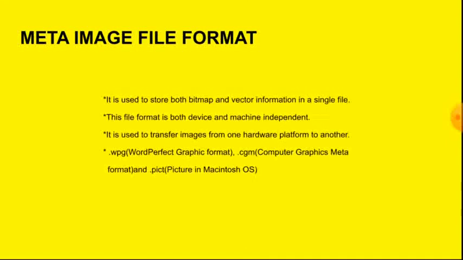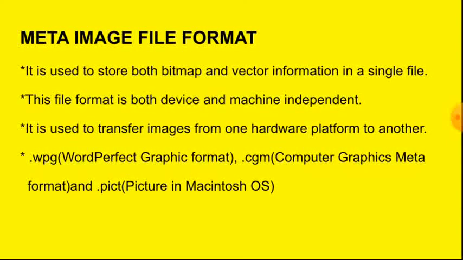Next is meta image file format. It is used to store both bitmap and vector information in a single file. This file format is both device and machine independent. It is used to transfer images from one hardware platform to another. The formats are .wpg, WordPerfect Graphic Format, .cgm, Computer Graphics Metafile, and .pict, Picture in Macintosh OS.